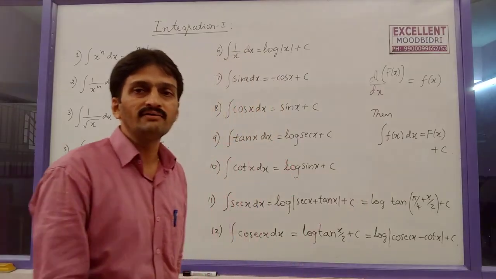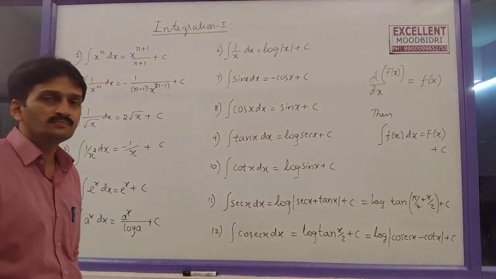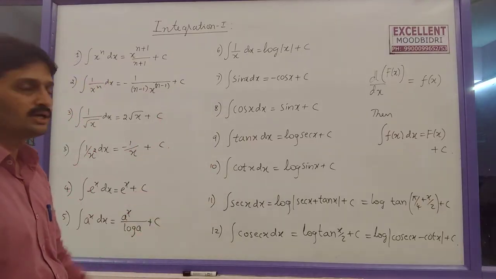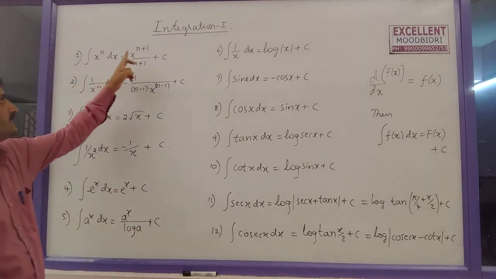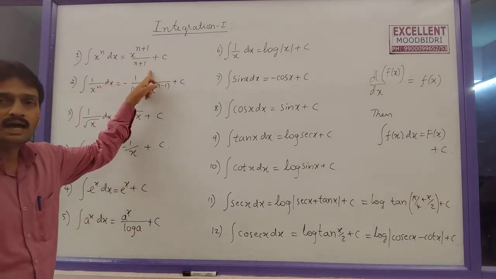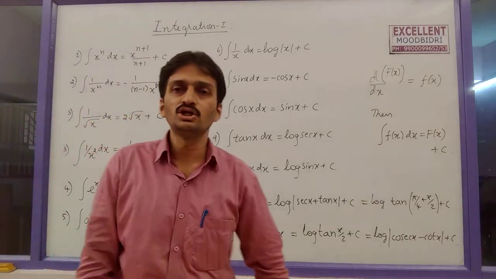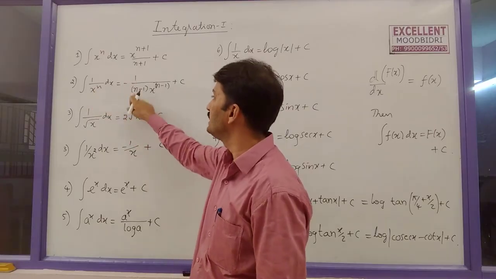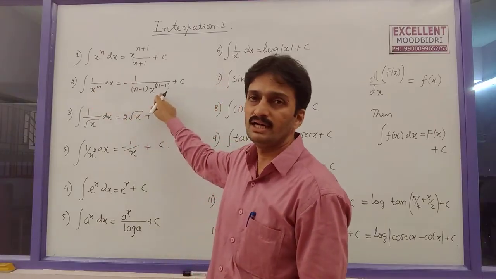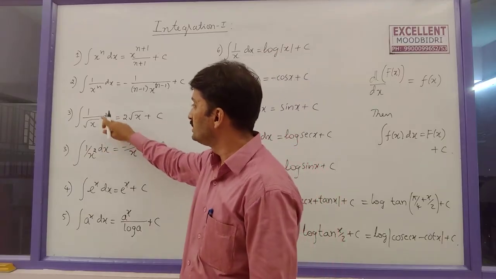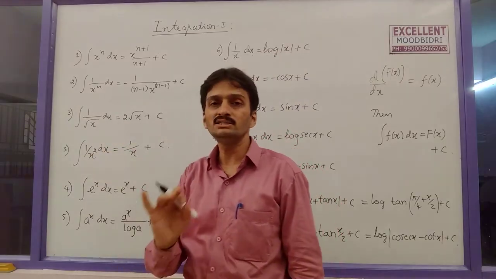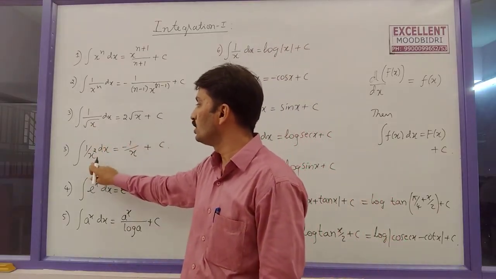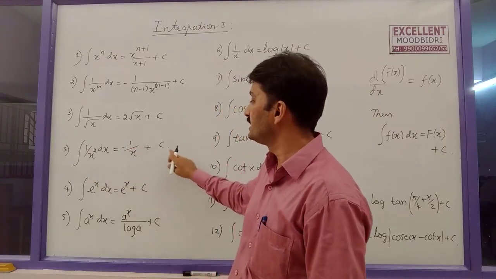Now let us have a glance at the standard integrals. I want all of you to mug up these integrals. Integration of x power n is x power n plus 1 by n plus 1, and you also learn by heart integration of 1 by x power n, which is minus 1 by n minus 1 into x power n minus 1 plus c. And you treat 1 by root x and 1 by x square as standard integrals. Integration of 1 by root x is 2 root x plus c. Integration of 1 by x square is minus 1 by x plus c.